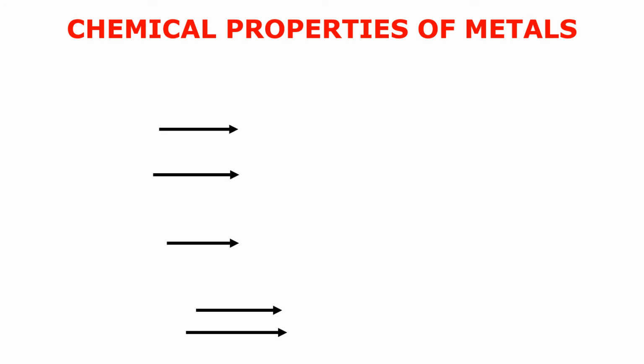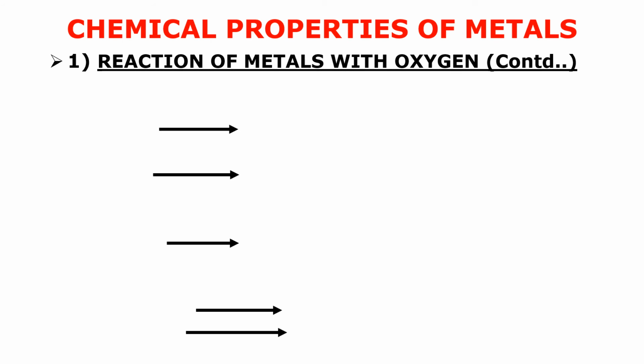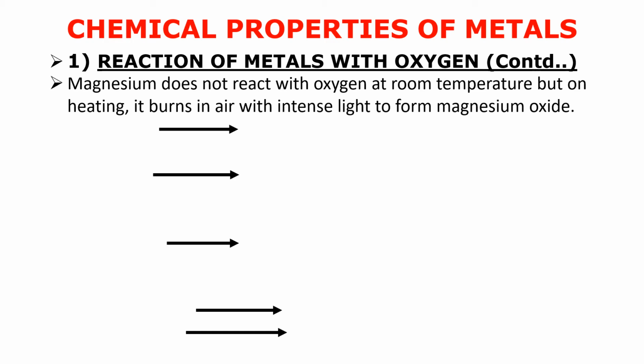We continue the chemical properties of metals, especially the reaction of metals with oxygen. We are still not done with that. So we come on to magnesium. Magnesium does not react with oxygen at room temperature. Like sodium and potassium, they do not spontaneously react with oxygen at room temperature. We have to heat them. When you heat magnesium in air, it burns in air with intense light to form magnesium oxide.